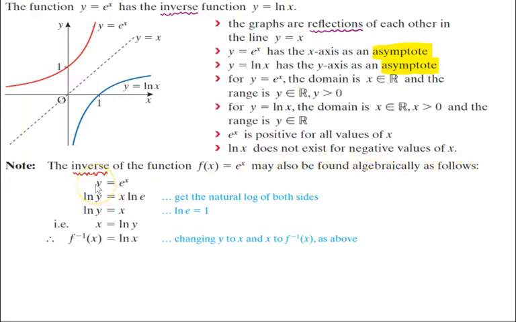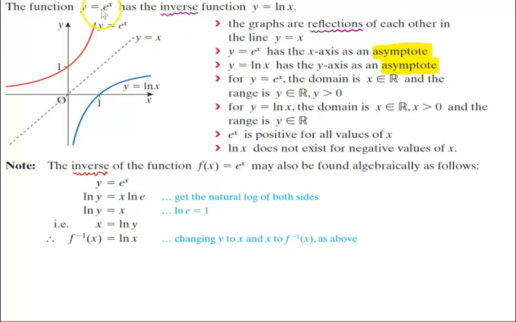So if we start off replacing f of x with y, we have y equals e to the power of x. Then we take the natural log of both sides. So we apply the natural log to both sides. We stick ln in front of y, ln representing the natural log. And then applying the natural log to the right-hand side, to e to the power of x, well, the natural log, ln, is the inverse of e to the power of x.